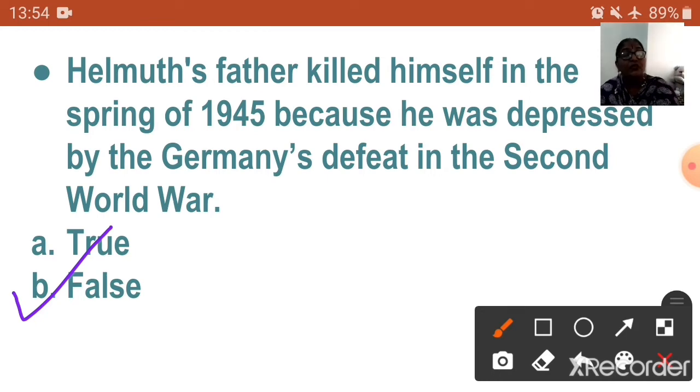He committed suicide because he feared revenge. Revenge by the Allied power on the Germans. He feared what the Nazi Germans did with undesirables, with the Jews, with the gypsies, with the handicapped. The same thing will be done with the Germans. So that fear was there, and so he committed suicide.